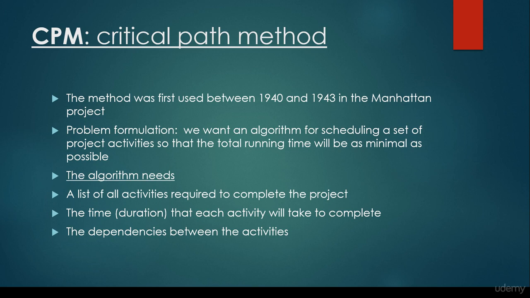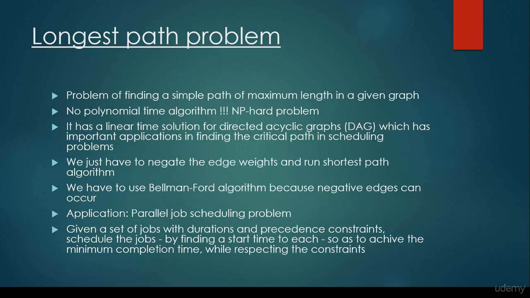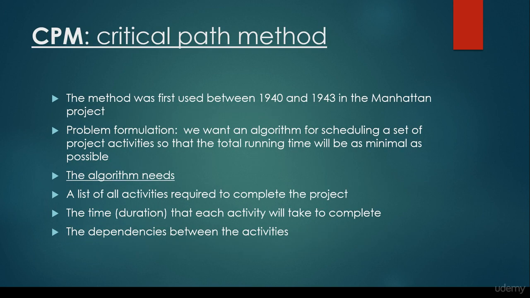This method, by the way, was first used between 1940 and 1943 in the Manhattan Project during the Second World War. The problem formulation is that we want an algorithm for scheduling a set of project activities so that the total running time will be as minimal as possible. You may come to the conclusion that it is basically a form of longest path problem, and yeah, it is basically a form of longest path problem.